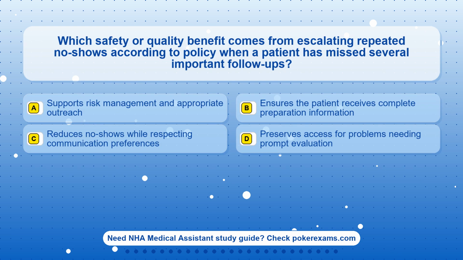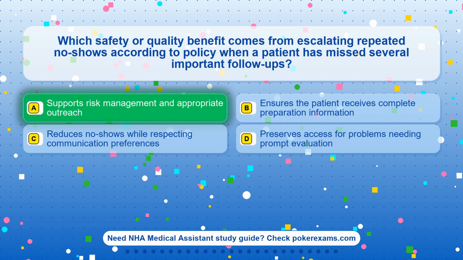Question 16. Which safety or quality benefit comes from escalating repeated no-shows according to policy when a patient has missed several important follow-ups? Option A, supports risk management and appropriate outreach. Option B, ensures the patient receives complete preparation information. Option C, reduces no-shows while respecting communication preferences. Option D, preserves access for problems needing prompt evaluation.